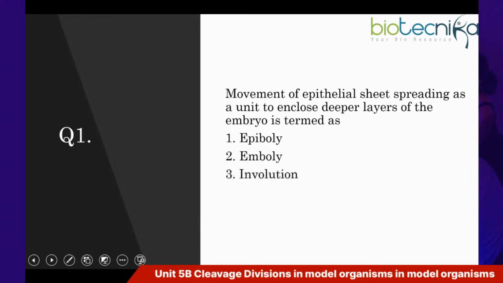The first question goes: movement of epithelial sheet. Sheet means holding together some cells, right? Spreading as a unit to enclose deeper layers of the embryo is termed as what?